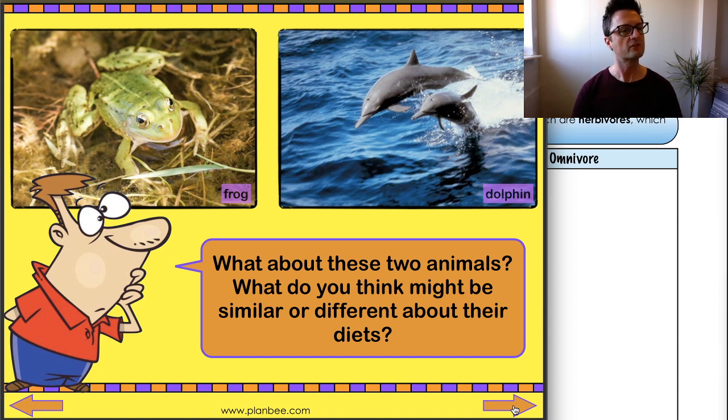Both live in water, that's interesting. So that might make you think that they would eat some of the same things. But I wonder what's different about their diet. Okay, lots of interesting suggestions. Dolphins eat fish. I don't think frogs eat fish, but I'm not sure. I wonder how we could find out what animals eat. Lovely, lots of good suggestions there. Let's look at two more animals.